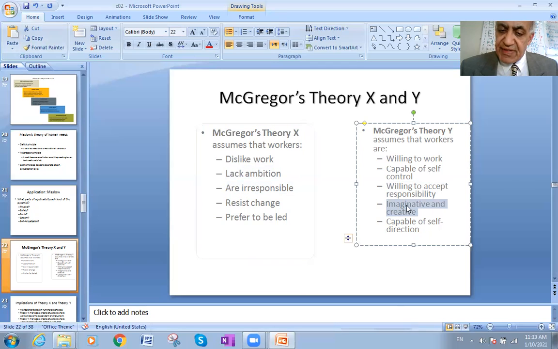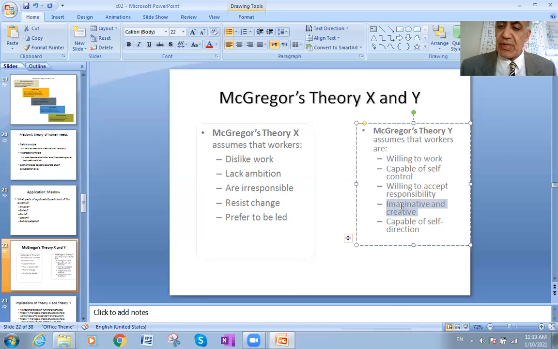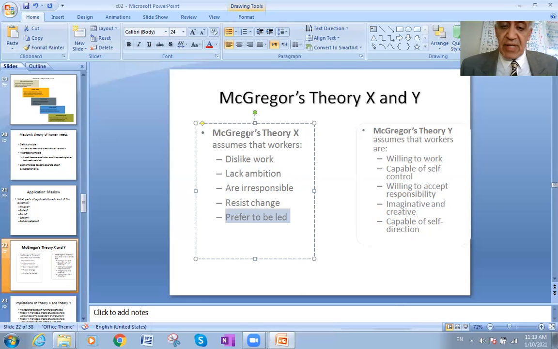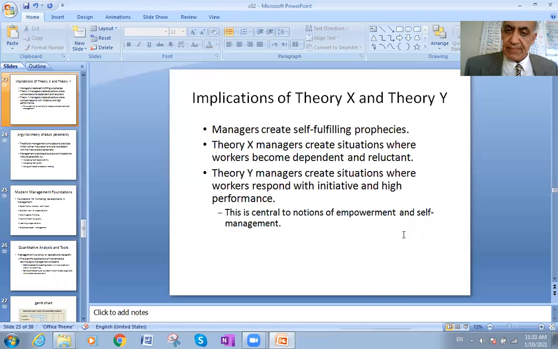Y people are imaginative and creative, but X no. X want to stay the same, they don't want to change. But Y are always trying to imagine and to do something new. And here the people in X prefer to be led, but in Y they don't need any direction. "Leave me, I will do the job. You don't care about me. I know my job. I know what to do. Leave me, I will do it." So this is Y theory.